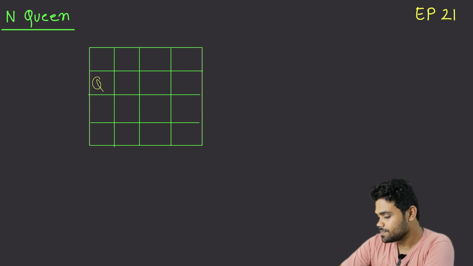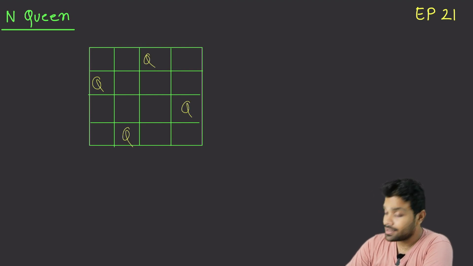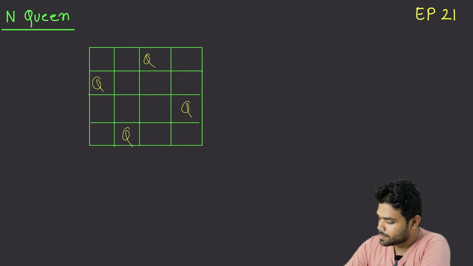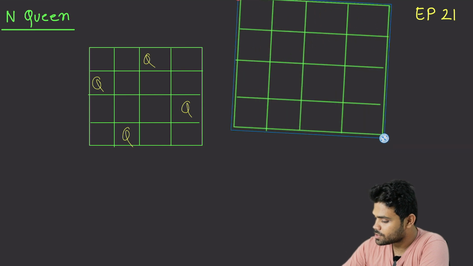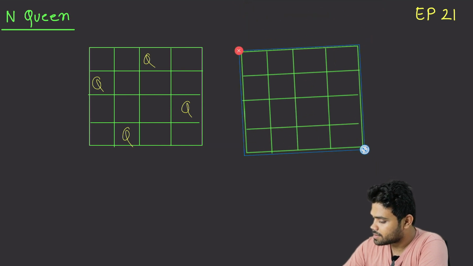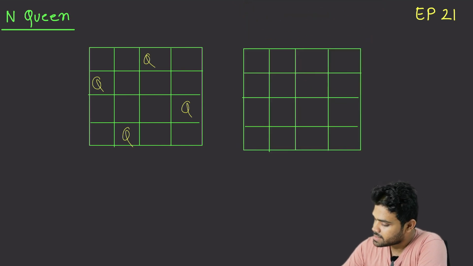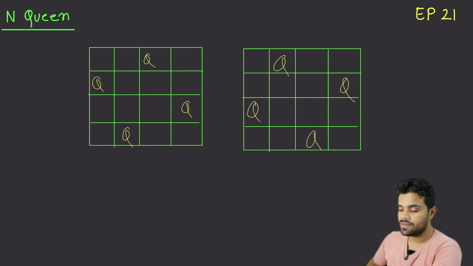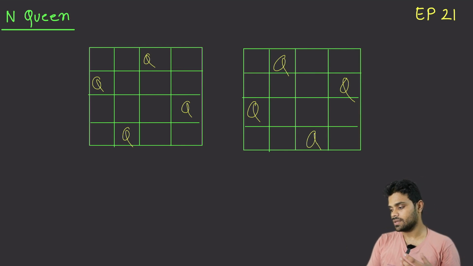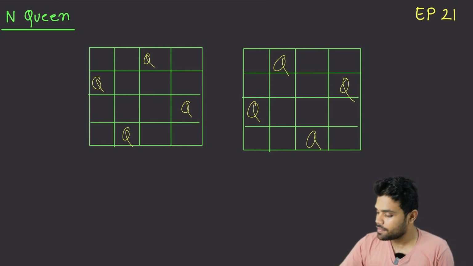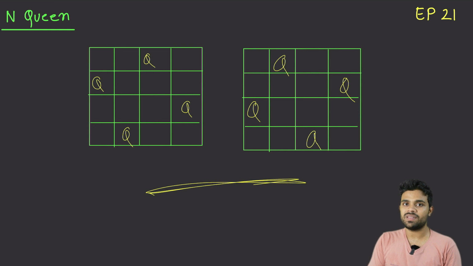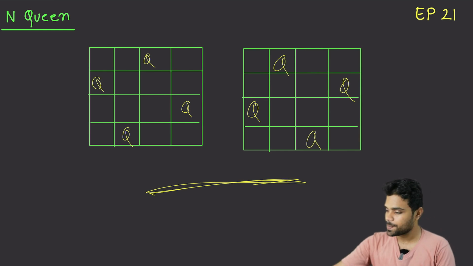So what could be the other right configuration? Let me just paste a chessboard over here. This is a 4x4 chessboard again. Let me make another configuration. So if I place a queen at this place and here and here and here, this is also a valid configuration. Here we have 4 queens in a configuration such that they are not attacking each other. So this is also a valid configuration. We have to generate both of them and we have to return both of them as the answer. This is the question. Okay.